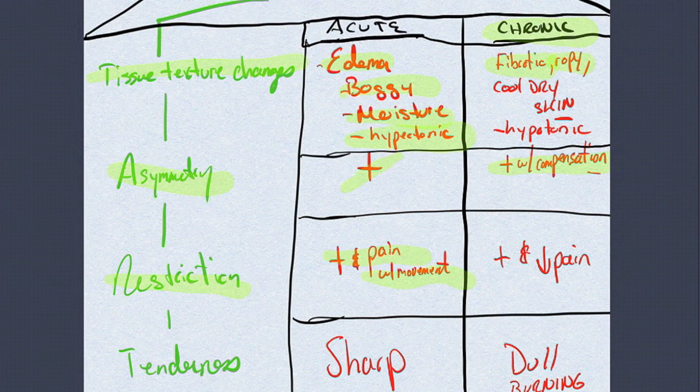And finally, the last part of TART is tenderness. And tenderness in the acute phase would just be some sharp kind of pain. Or in the chronic phase, the pain can be described as dull or burning. It's similar to differentiating visceral pain and somatic pain. Visceral pain being dull and burning, and the somatic pain being sharp. And that's kind of the same difference here in acute versus chronic.